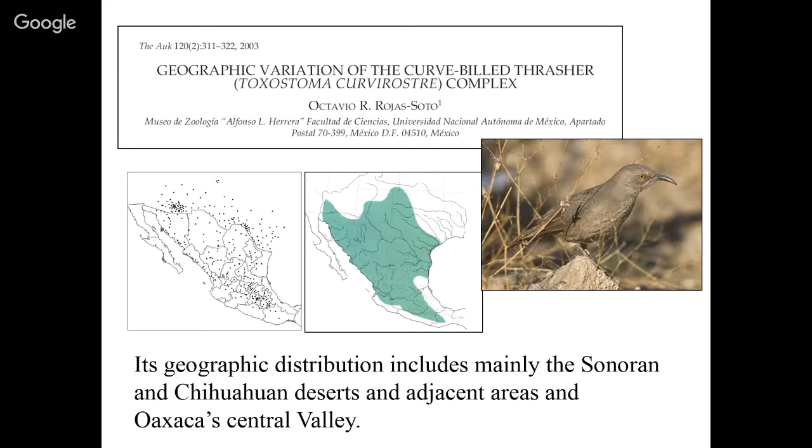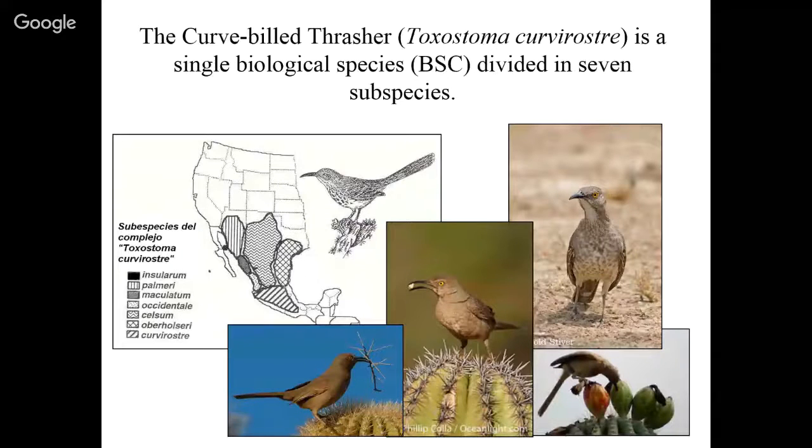Okay, let's see. A long time ago, I studied its geographic variation in this complex, what I call the Curve-billed Thrasher complex. Well, in this slide, you can see that its geographical distribution includes mainly the Sonoran and Chihuahuan deserts and adjacent areas, and Oaxaca's central valley. Based on the reproductive criteria, the Curve-billed Thrasher complex is recognized as a single biological species and is divided into 7 subspecies.